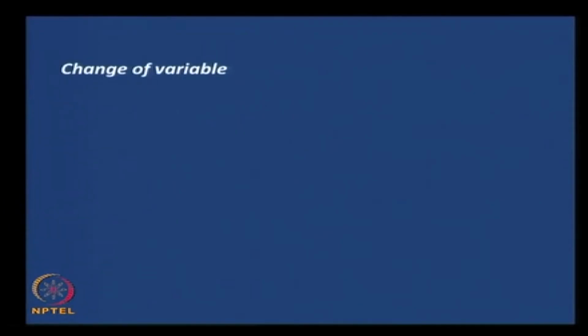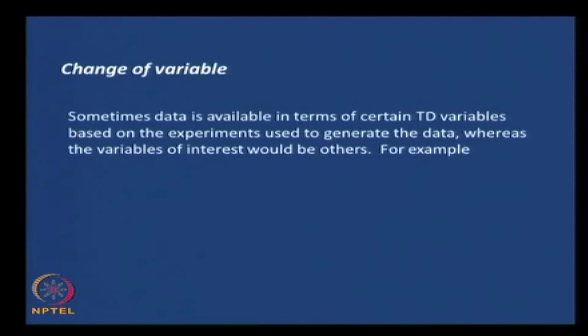Last class we ended when we started looking at some useful mathematical manipulations. We introduced the change of variable manipulation. We said that sometimes we would have data in terms of certain variables, and the quantity that is needed could be in terms of other variables. Whether we could use mathematical manipulations to represent data that is available in one way in terms of what we need is what we are going to look at.